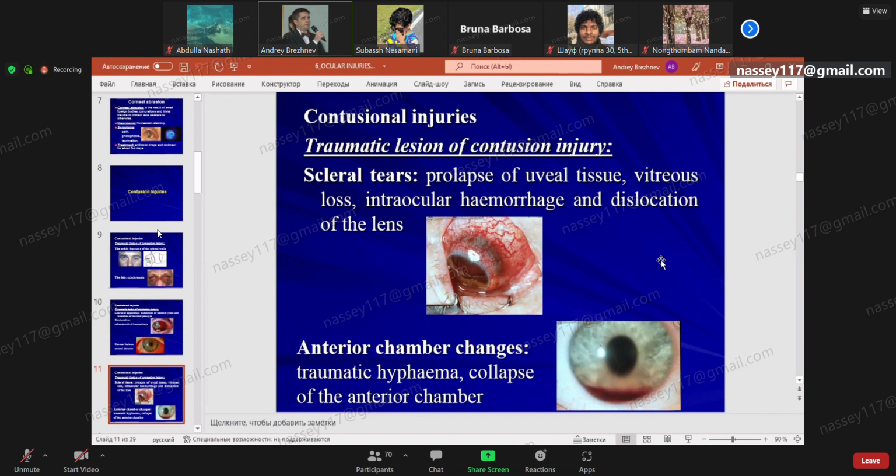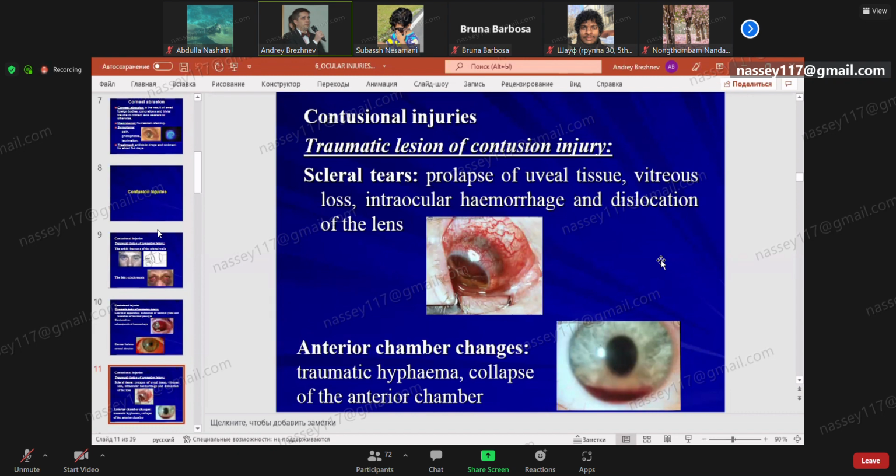Anterior chamber. It's the space between the inner surface of the cornea and the anterior surface of the iris and crystalline lens. The normal anterior chamber looks empty, but we know that it fills with aqueous humor. In case of trauma, we can see blood in the anterior chamber. This condition is called hyphema, another Greek word.